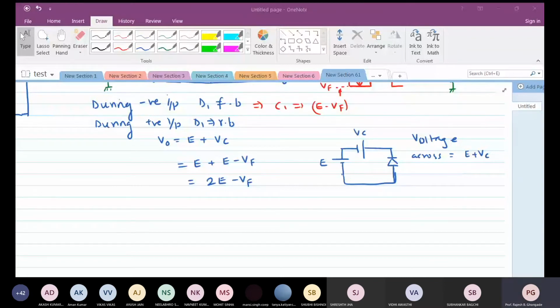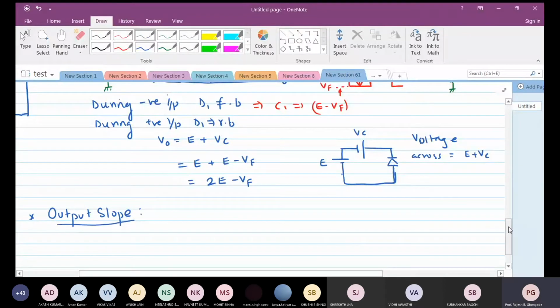Anyways, so you have understood the basic operation of a voltage clamp. All right. Now let us have a look at what is the role of that resistor R1. For that, the output slope is a very important thing. Now what is this output slope?